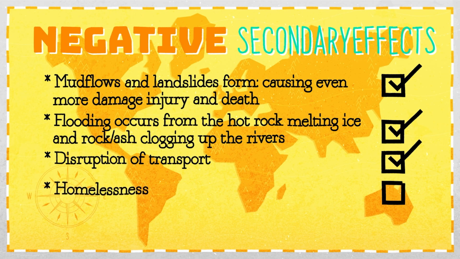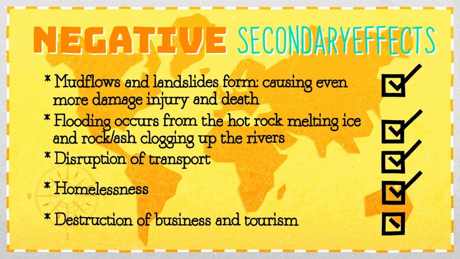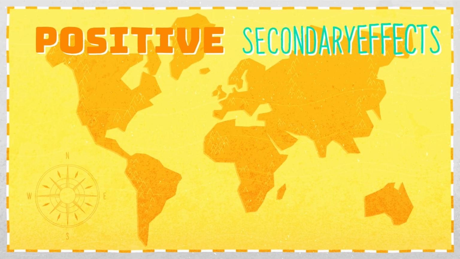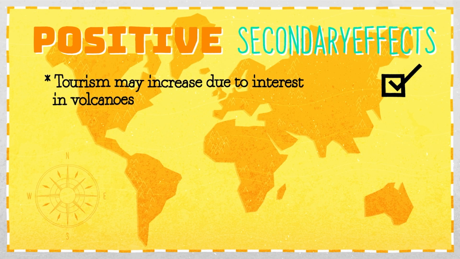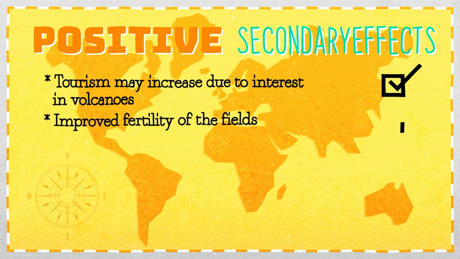Other secondary effects include people being left homeless, businesses being destroyed, leading to unemployment and loss of income, and tourism being disrupted. There can, however, be a few positive secondary effects. Once the initial hit to tourism takes place, this can then largely increase, as people are often interested in visiting volcanoes. Another positive effect can be the fertility of the fields. The ash that falls on them can eventually make the soil more fertile once it has broken down.